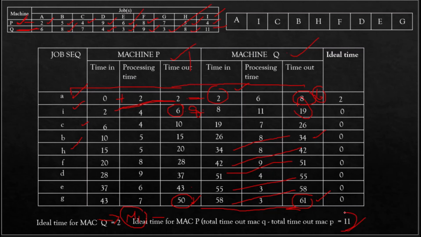So the 11 hours becomes the idle time of machine P, and the final one is the total elapsed time. So the total elapsed time is 61 hours. Okay, this is the method of N jobs with 2 machines.